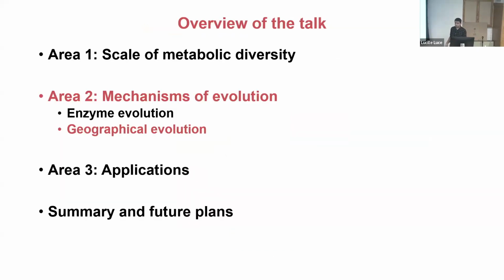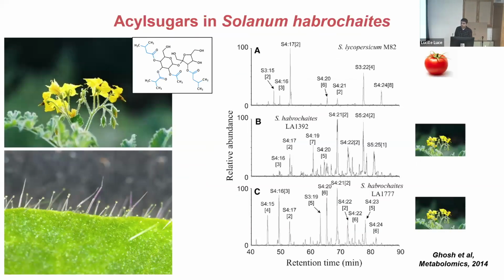Okay, now I'm going to zoom out into a broader scale of geographical evolution. For this, again, the model system is different. Here I'm going to talk about Solanum habrochaites, which is a wild tomato that grows in Peru and Ecuador. This produces acyl sugars. Acyl sugars are like resin glycosides. They have a sucrose core to which different acyl chains are attached.